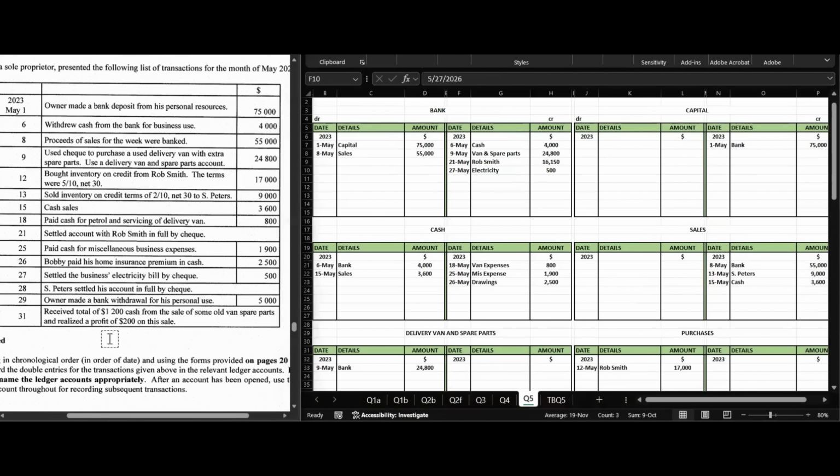S. Peters settled his account in full by check. Now let's check to see what S. Peters is actually owing us. Remember, S. Peters was owing us $9,000. He had 30 days to pay. If he paid in 10 days, he'd get a 2% discount. But he's paying only on the 28th, therefore he's out of the range for that 2% discount. So we're going to record how much he's paying in full by check. He's paying us $9,000. Debit your bank and credit S. Peters.